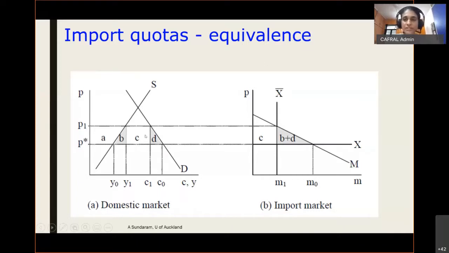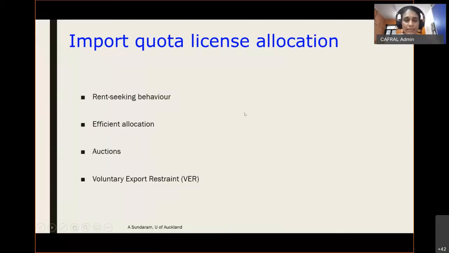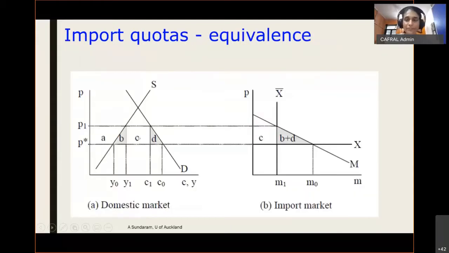The question is, can you do a good job of capturing that C using quota licensing? So how do you allocate these quota licenses? If you are efficient, then you will allocate the quota licenses either by auction, or you will give these quota licenses to the most productive firms. Either way, you will capture C.